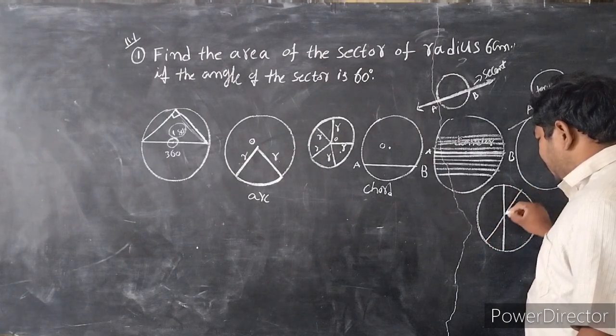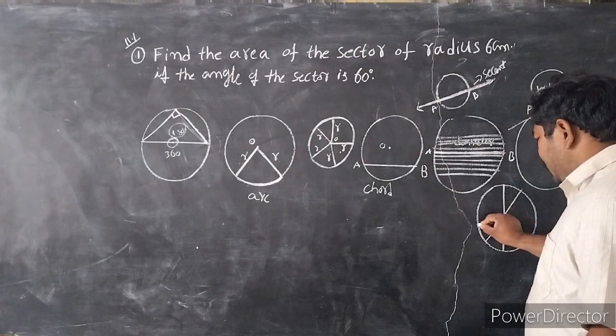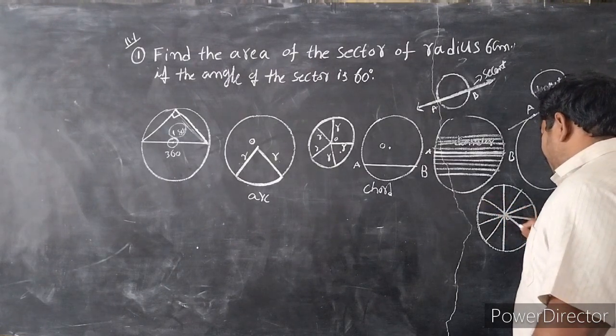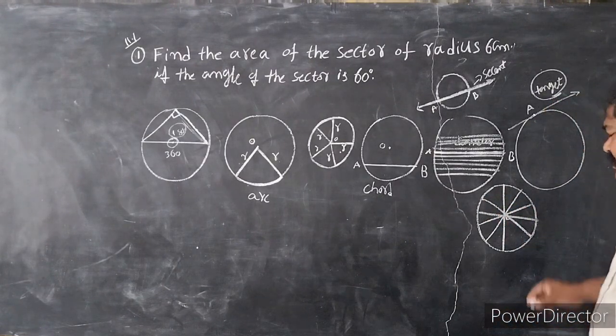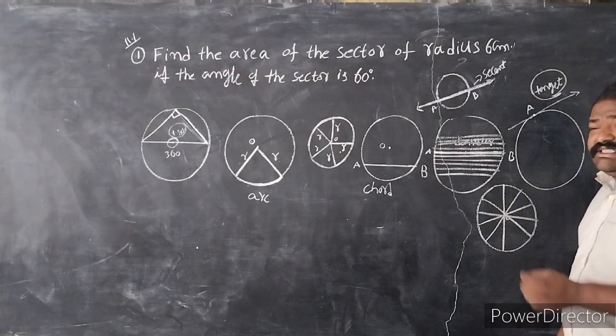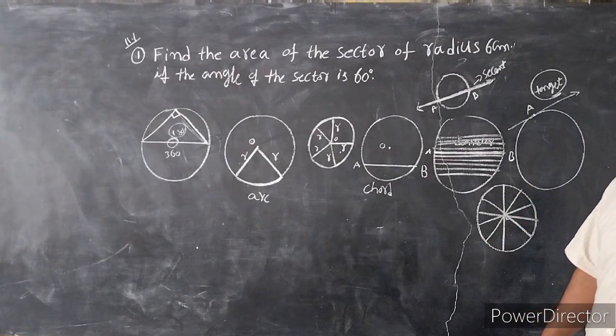Now this can be drawn like this, like this, like this, like this. Whatever it is, these all are the biggest chords of these circles. They pass through the center and are also called diameters.